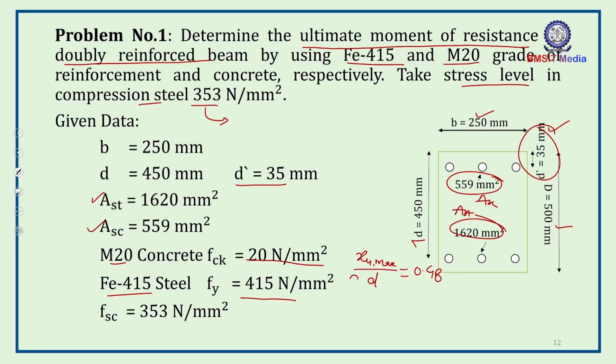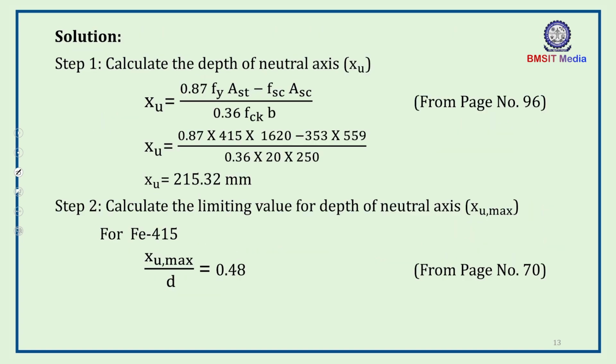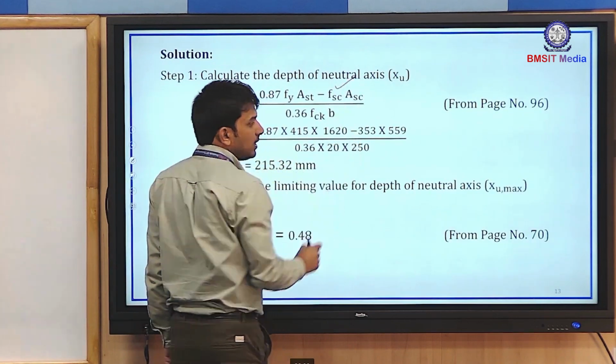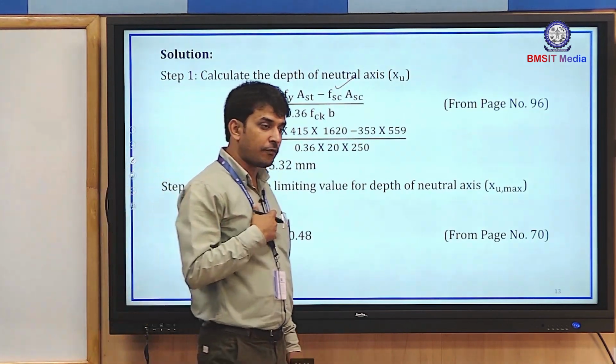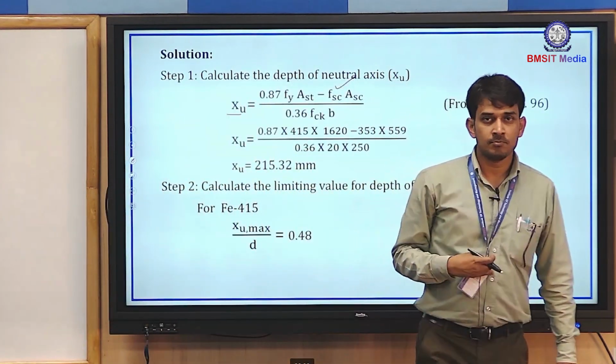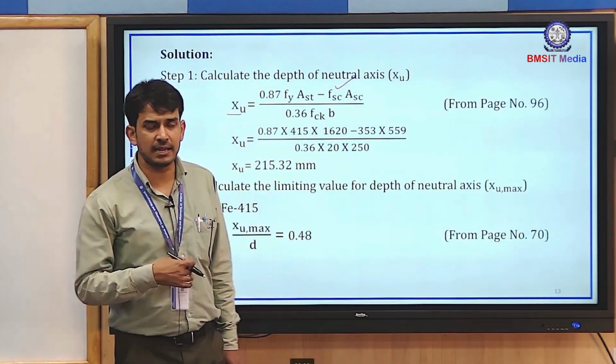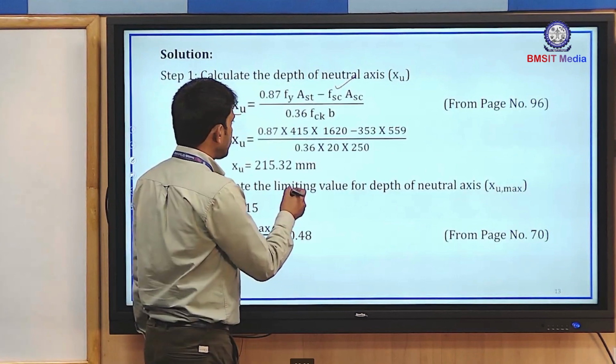Now I will start. In the first step what will I do? I will calculate xu or xu by d. All the values I have, fsc is also given to me. If fsc is not given to me, then the first step is to calculate fsc by using d dash by d and then interpolating in the table. So this is how we have to do it.